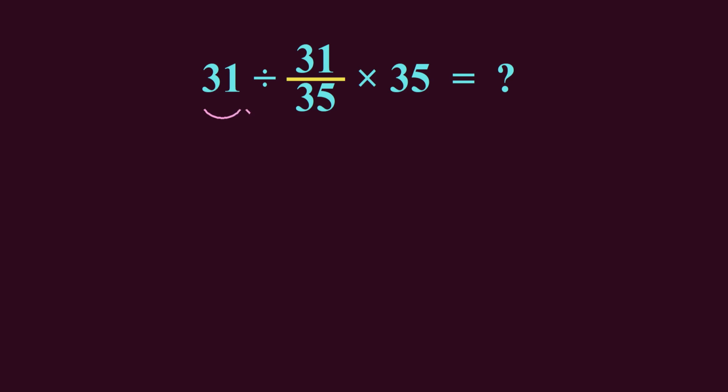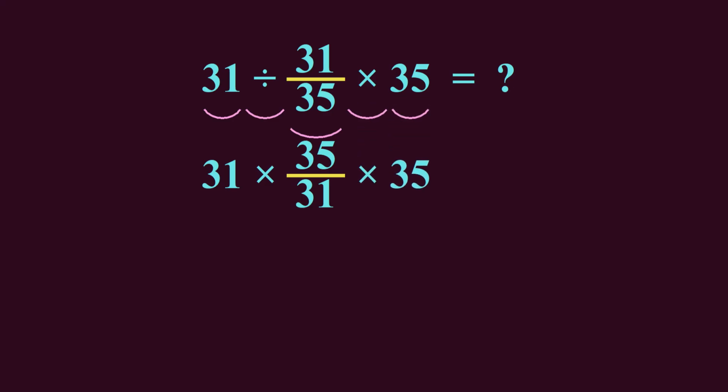31 divided by 31 over 35. To do this division, write down the 31, then change division to multiplication and flip this fraction to 35 over 31. And here again, we have times 35.